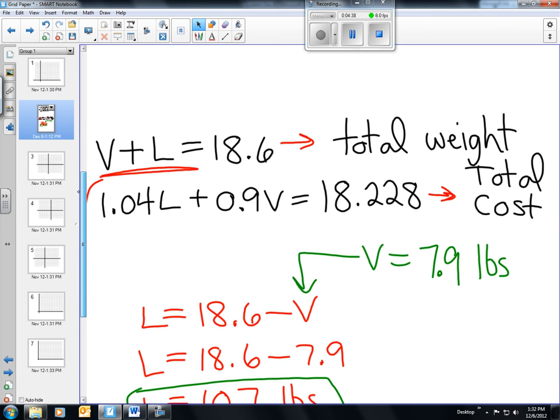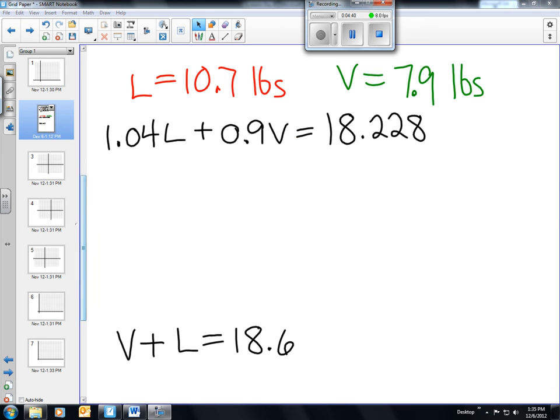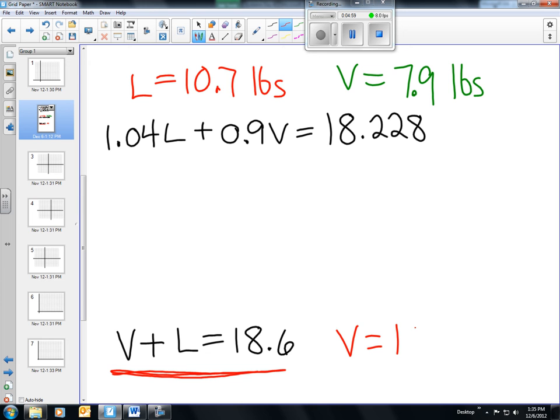Now let's look at the graphing portion of this. To do the graphing portion, we need to get one of the variables by itself in each of the equations that we wrote, so the total weight and the total cost equation. And usually you want to start with the total weight equation. That's the easiest one. So let's go ahead and start by getting V by itself here. So V here equals 18.6 minus L.